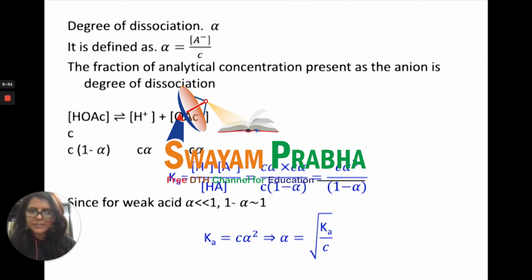So what does it imply? This implies that α is directly proportional to under root of Ka and inversely proportional to under root of C. So for a weak acid whose Ka value is low, the degree of dissociation is going to be less. That is, less number of ions will be formed in the solution. There is another implication that α is inversely proportional to under root of C. What does it mean? If a weak acid has high concentration, then its degree of dissociation is going to be low. Very less number of ions are going to be formed in solution.